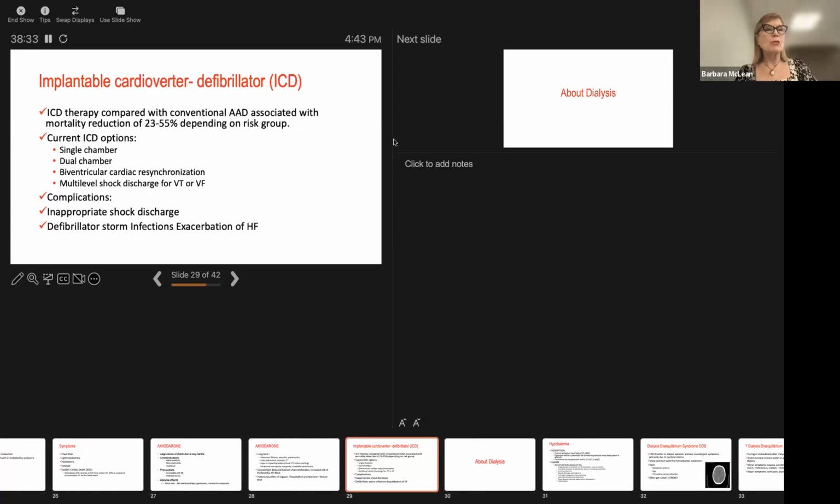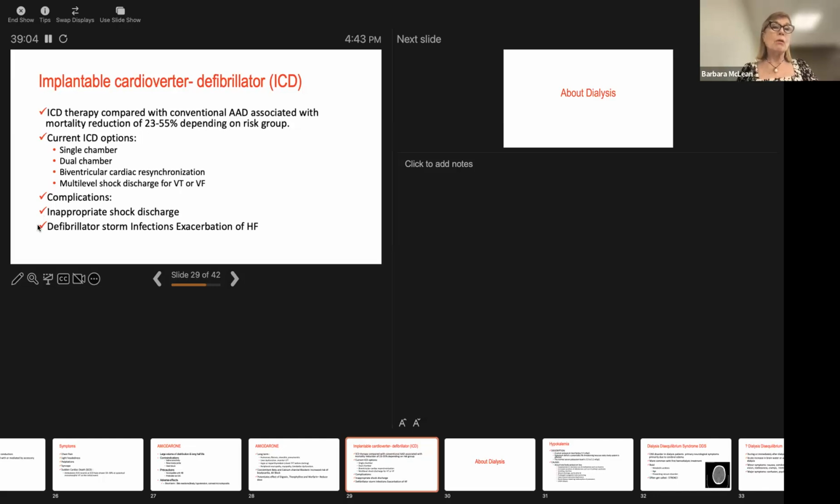And then last, but certainly not least, will be an ICD. Okay, so he has not got an ICD. He only has a pacemaker. Okay, so by the way, he will either get a dual chamber pacemaker with a defibrillator, so that'll be a dual chamber ICD, or he will get biventricular cardiac resynchronization with an ICD. Right now, he doesn't have an ICD, but he's going to need one. So that's going to be a really important perspective.